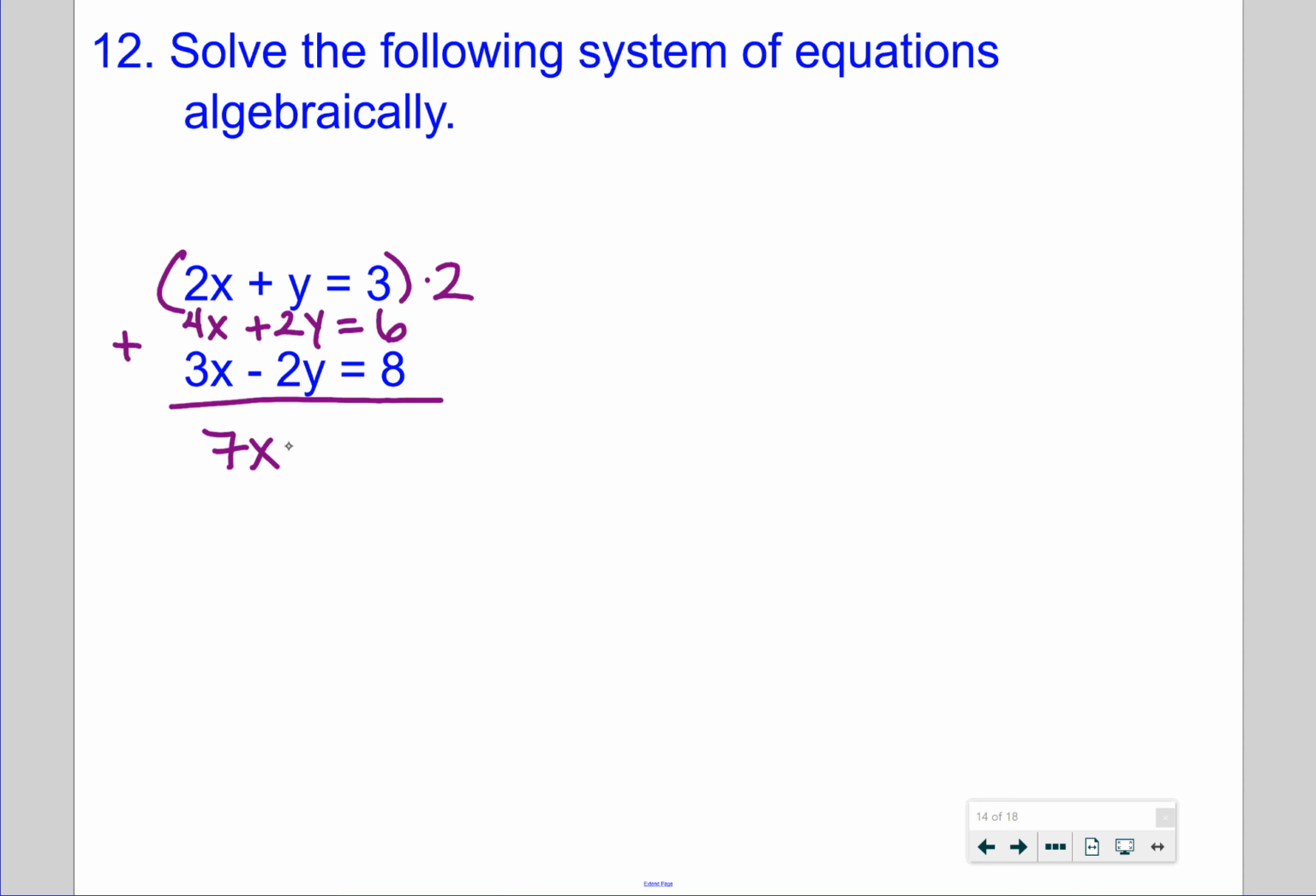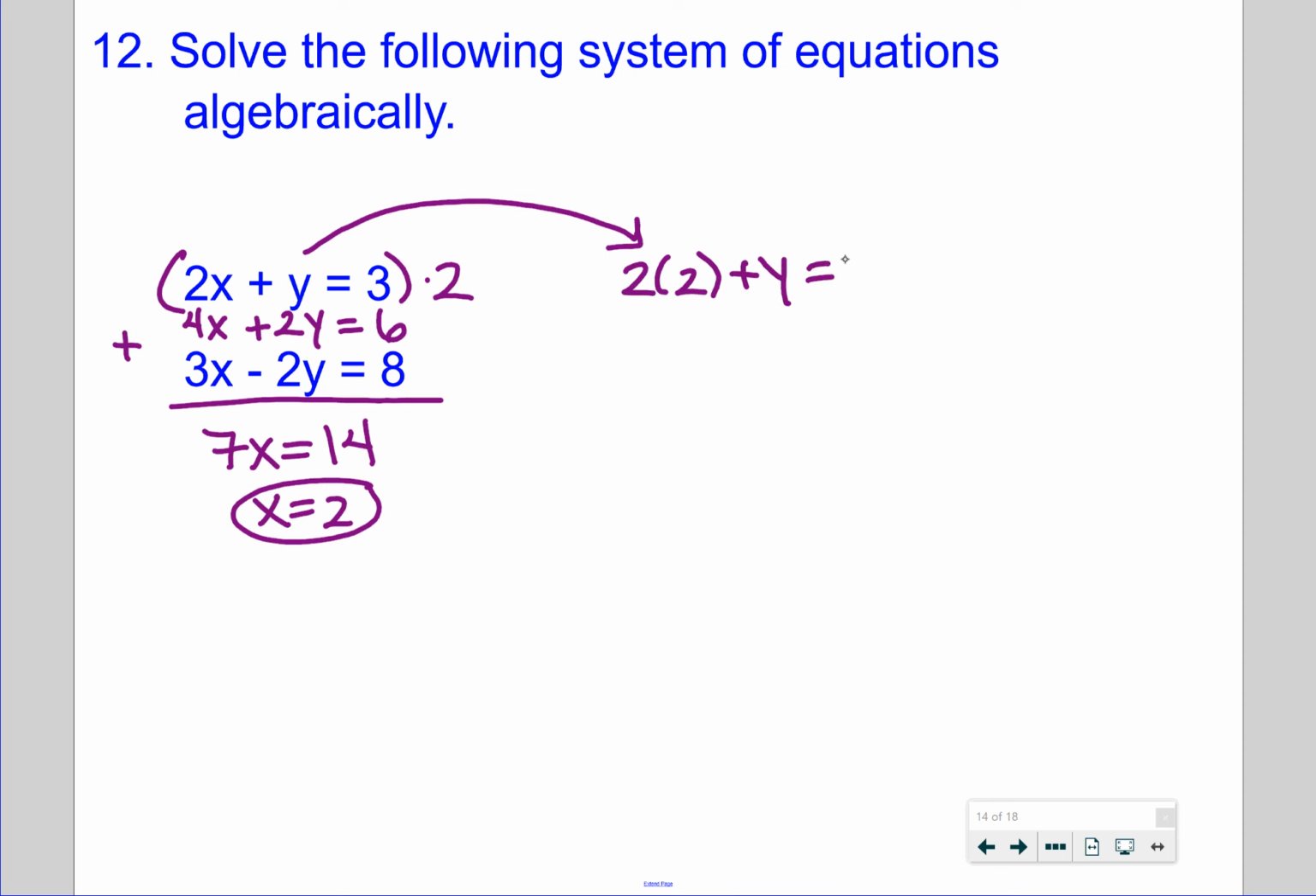That's going to give me 7x equal to 14, and then I can divide both sides by 7, and I get x equals 2. Once you have one of those answers, you can plug it back into either original equation. I'm going to use the top equation. 2 times 2 plus y equals 3. 4 plus y equals 3. And then subtract 4 to the other side. I'm going to get y equals negative 1.